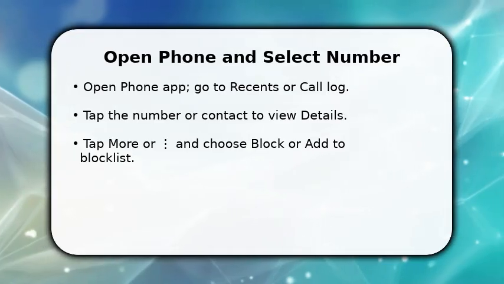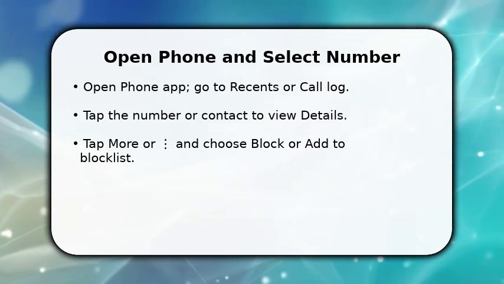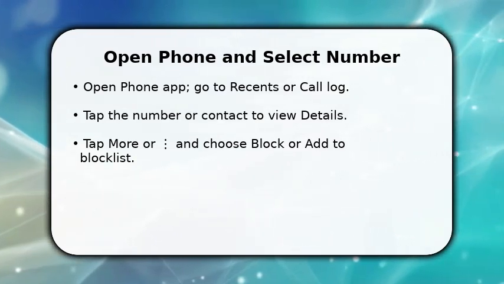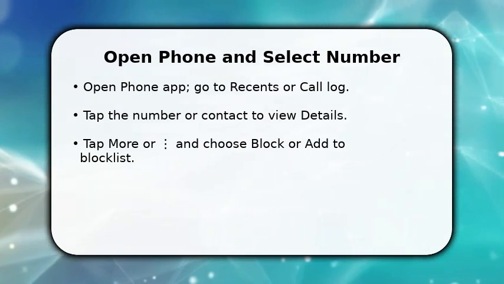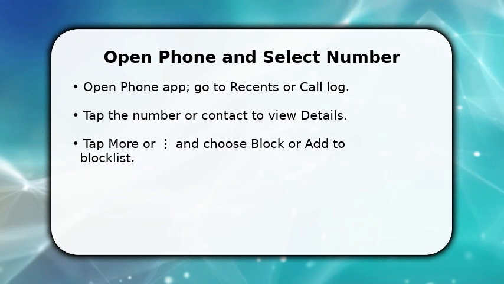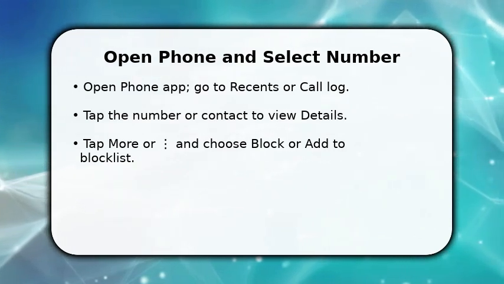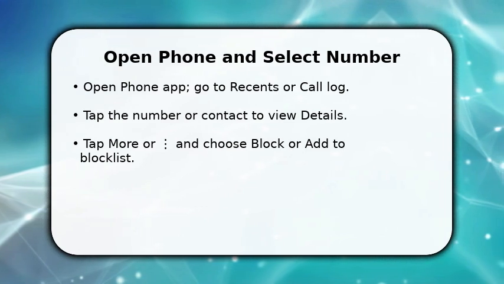You start by opening the phone app and locating the exact entry in recent so you block the right number. Once done, tap the caller entry to open details because MIUI hides the block control inside that screen. Next, tap More or the three-dot menu and choose Block or Add to Block List.